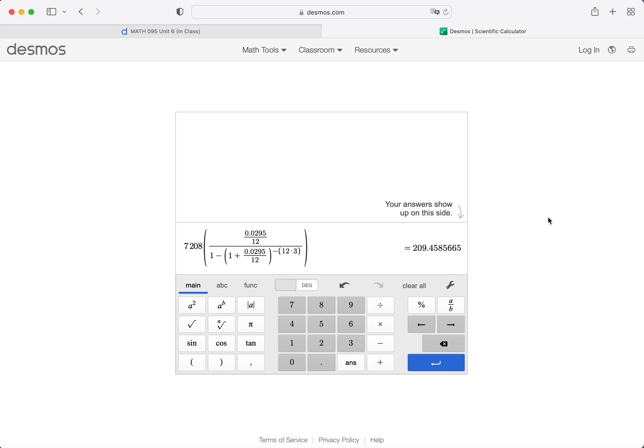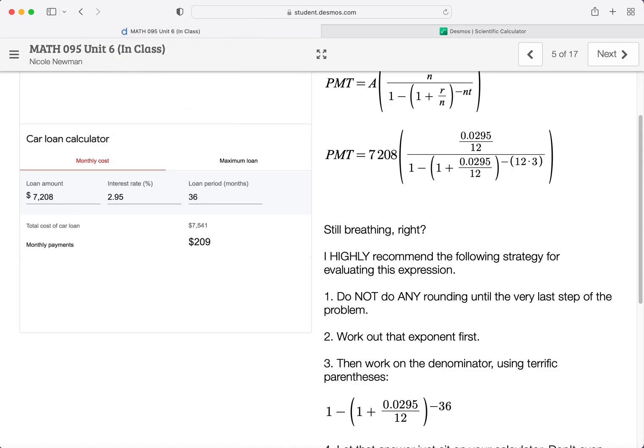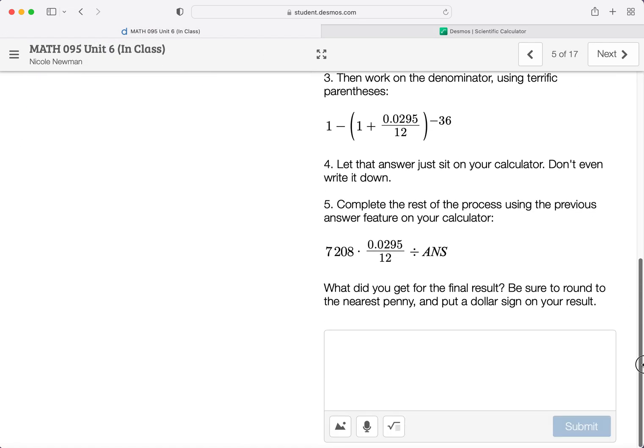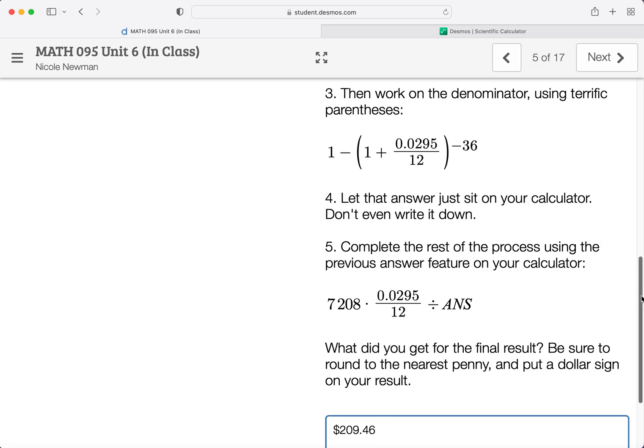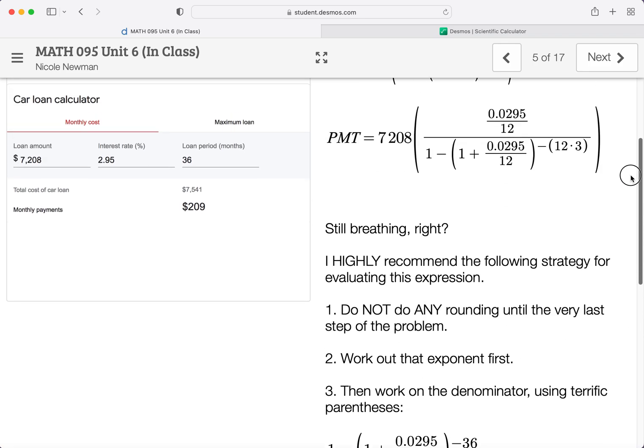So maybe I can make it a little bigger. This is supposed to be a monthly payment. It's looking like it is $209.46. So let's remember that and go enter it. $209.46. That is supposed to be our monthly payment. So let's go back up here.